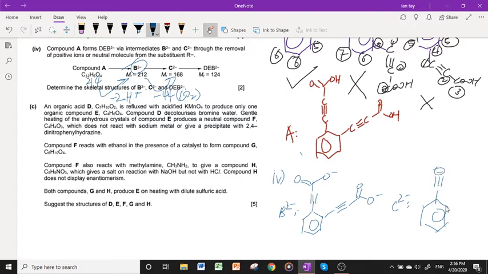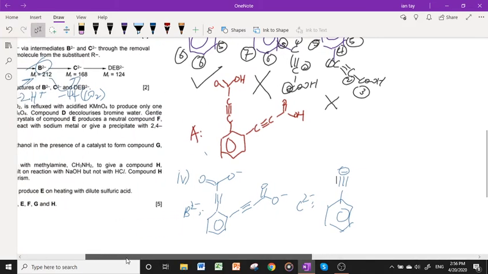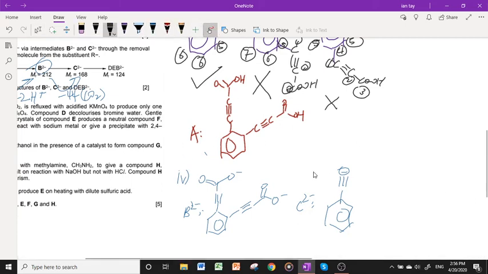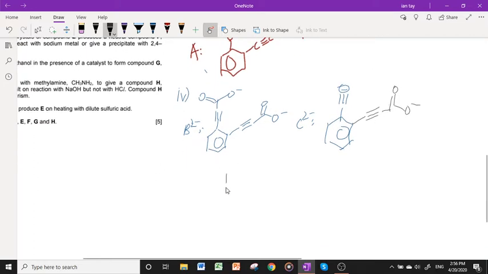And the other group will not be changed. Hold on, I'm getting ahead of myself. Only one CO2 group has been removed. Okay, so from C2- to DeB2-, you realize it's another minus 44, which is another molecule of CO2 being removed. So DeB2-, we have gotten its structure fairly easily.